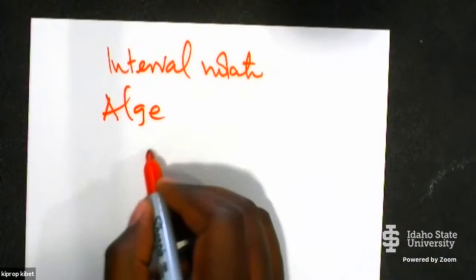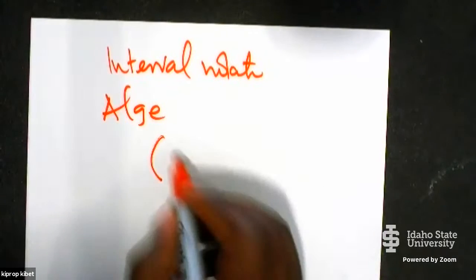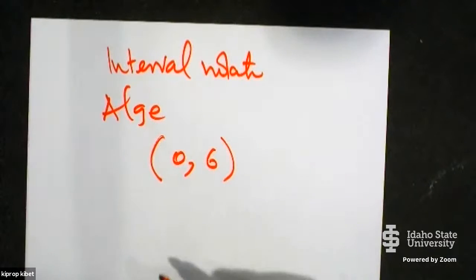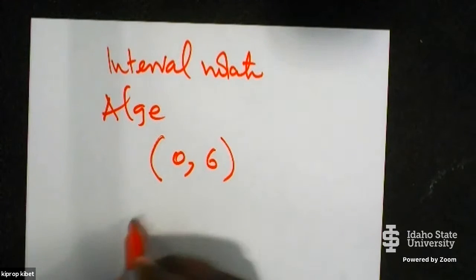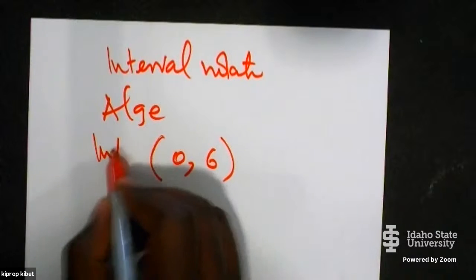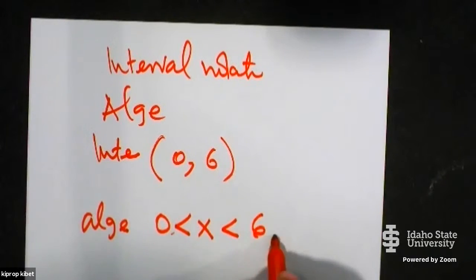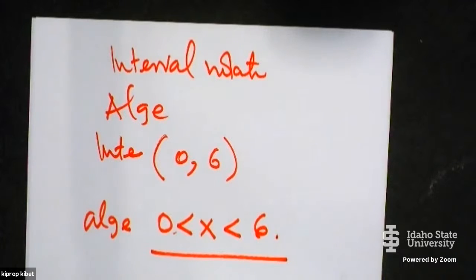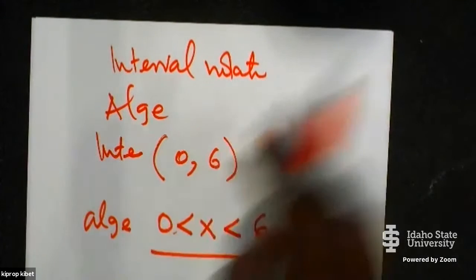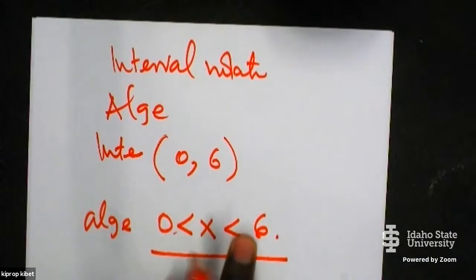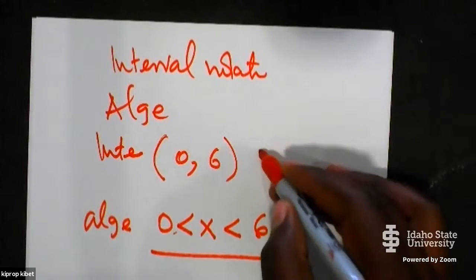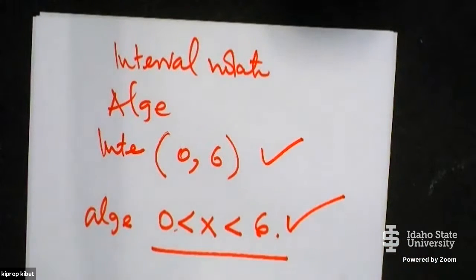So interval notation is, let's say, of this form. 0, let's say 6. Algebraic notation is like, so this is interval notation. Algebraic is like now, let's say x greater than 0 and then less than 6. So this is algebraic notation. So this one is interval notation, this one is algebraic notation. Most of the questions will be like, write in interval notation and algebraic notation. So you should know which one is algebraic and which one is interval notation.